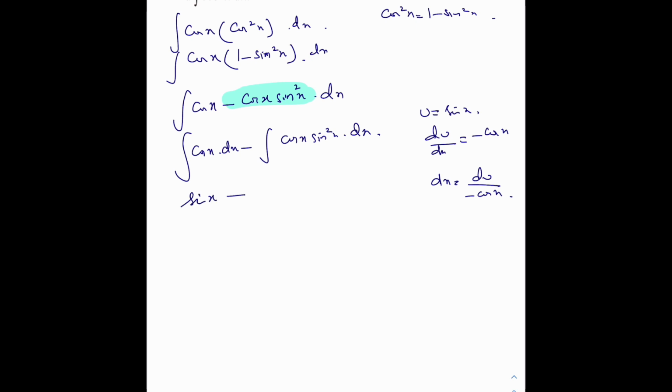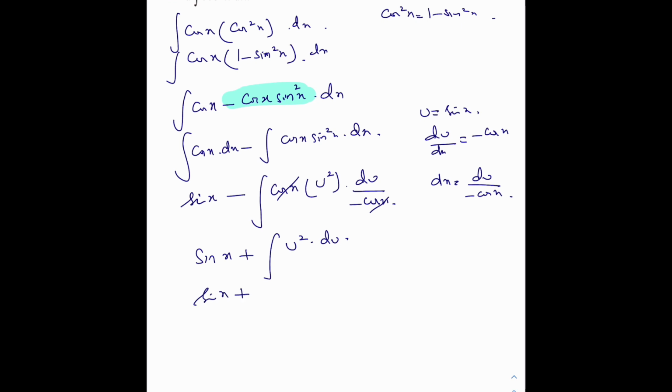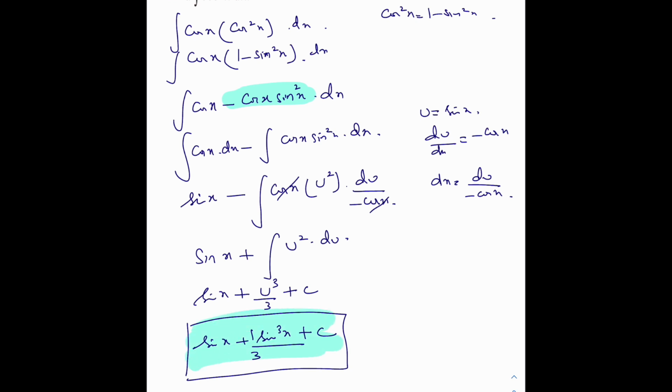Now in place of sine x I'm going to write u, so cos of x, and sine square x becomes u square. In place of dx I'm going to write du upon cos x. Now cos x and cos x cancel. We get sine x minus integration of u square du. This will become sine x minus u cube upon 3 plus c. What was u? It was sine x, so it will be sine x minus sine cube x upon 3 plus c. This is the final answer to this question.